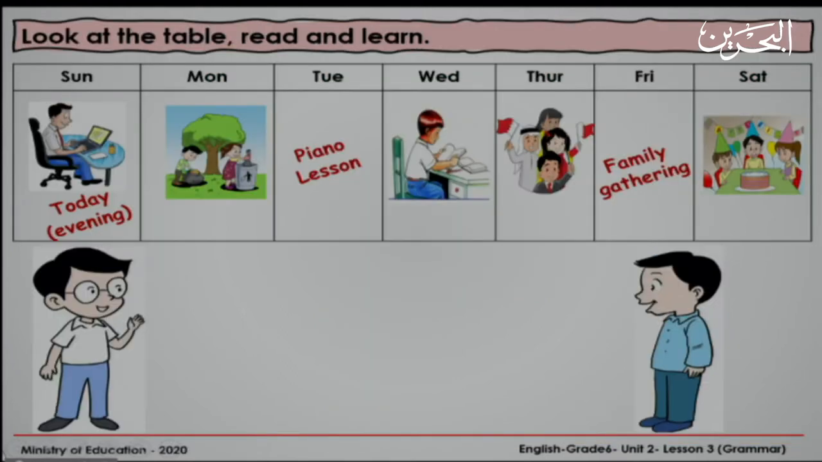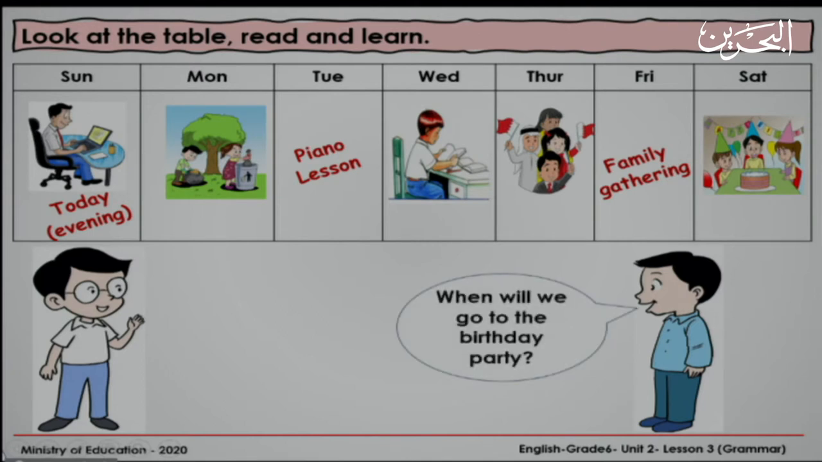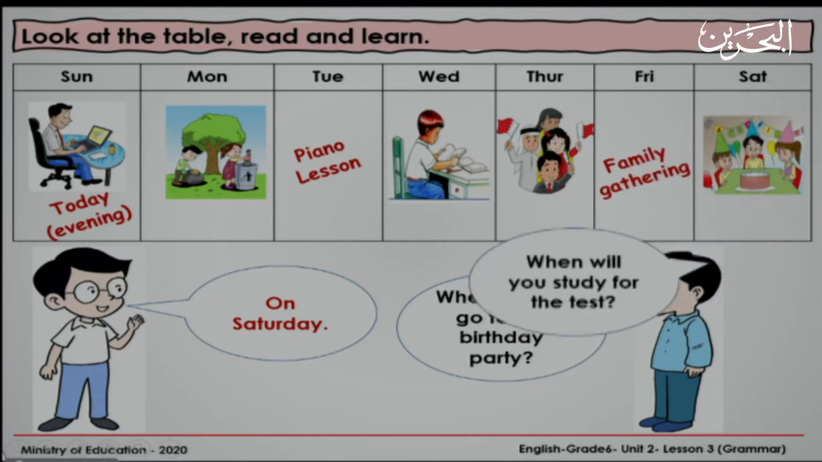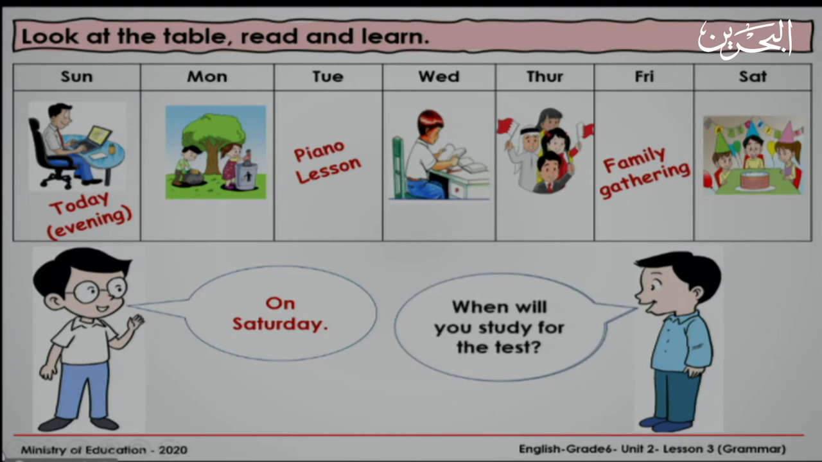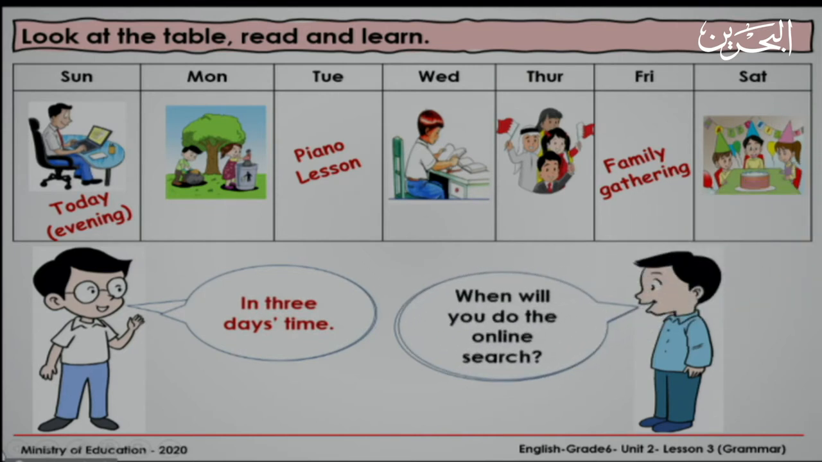Here we have got a table, and in each day of the week, there is a different activity. Here is a conversation between these two boys. We will read the conversation and we will refer to the schedule above. When will we go to the birthday party? He answers on Saturday. See, there is a cake on Saturday. When will you study for the test? In 3 days' time. When will you do the online search? This evening. Or we can say today.